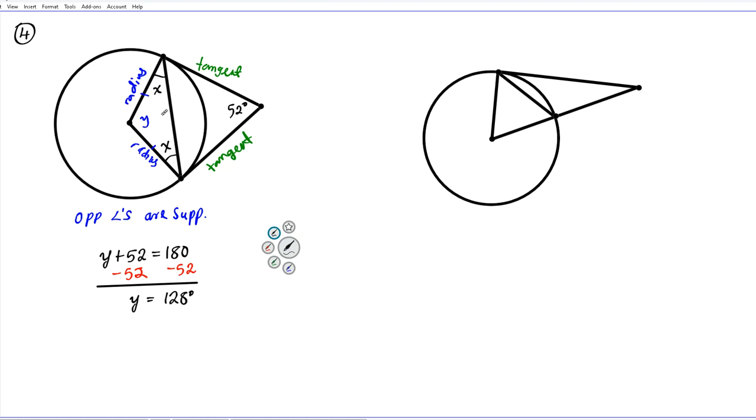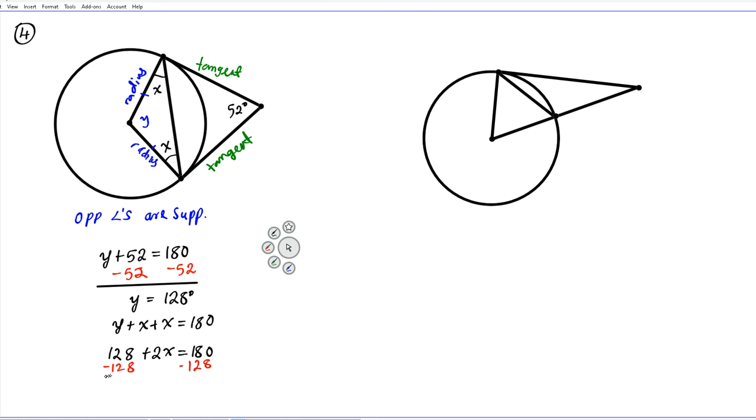Okay, so if this is 128 degrees, we have a triangle. So the sum of the angles in the triangle is 180, right? So we can use the triangle angle sum theorem to write the equation y plus 2x is equal to 180. Sum of angles in the triangle. Okay, so 180 is y, which is 128, plus 2x by substitution. Okay, equals 180. So we can subtract 128 from both sides of the equation.